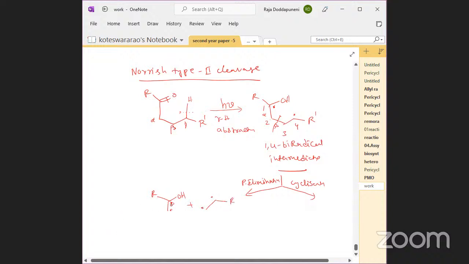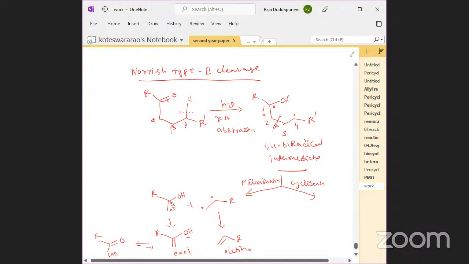Now, these two radicals combine together in the homolytic manner that leads to the formation of the enol as the product. The enol, alcohol is there. This is the enol. It is the tautomer of the carbonyl compound, which leads to the formation of a ketone again, but a ketone containing fewer carbons. Ketone is one product, and this diradical forms the pi bond between the carbons that leads to the formation of olefin. This olefin is the product, right?